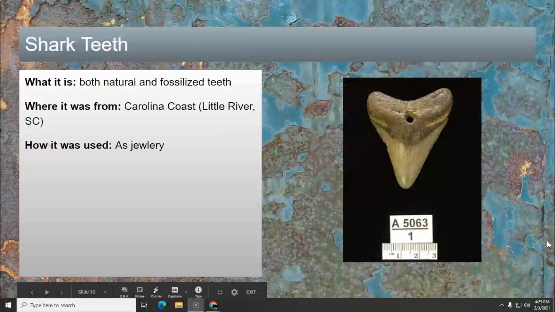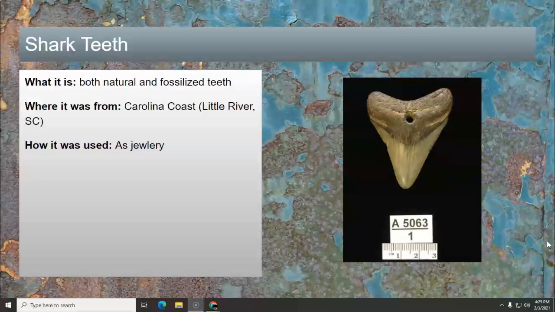Shark teeth. They used both natural and fossilized teeth. The natural teeth mainly go back to that same area of Florida and the Gulf of Mexico where the shells came from. The fossilized teeth, though, a lot of them trace back to the Carolina coast, especially Little River, South Carolina, which is between us and Myrtle Beach. It's right when you cross the North Carolina border to Myrtle Beach.